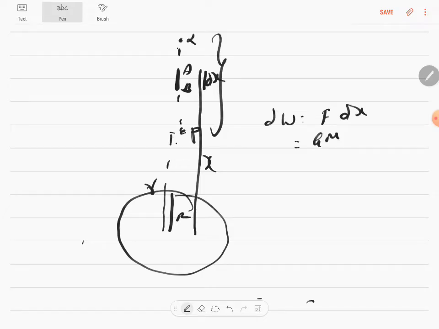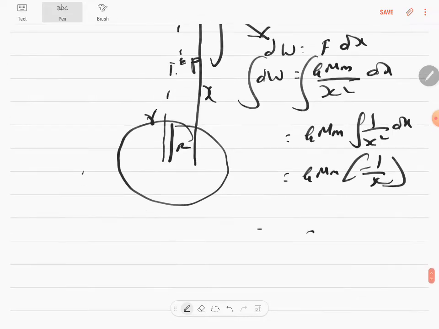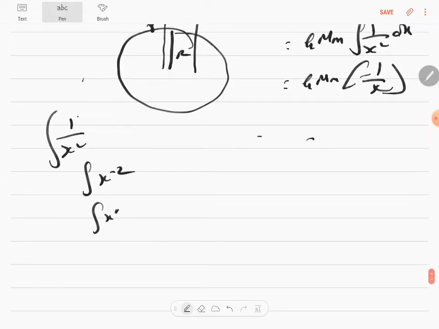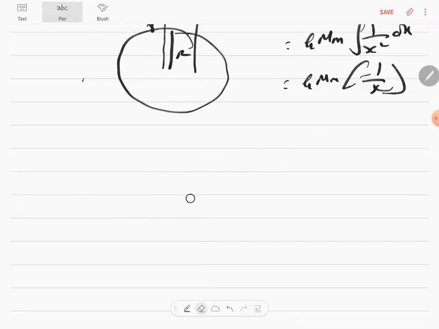F itself is G capital M small m by x square here, because we are talking about a point A. So G M m by x square into dx is what is dW. Integrating both sides, you get G M m, constants, times the integral of 1 by x square dx, which on integration becomes minus 1 by x. Why? Because for 1 by x square, that is x to the power minus 2, and the integral of x to the power n is x to the power n plus 1 by n plus 1. Therefore, it becomes x to the power minus 2 plus 1 by minus 2 plus 1, which is x to the power minus 1 by minus 1, which is minus 1 by x. Therefore, you get the integration of 1 by x square to be minus 1 by x.